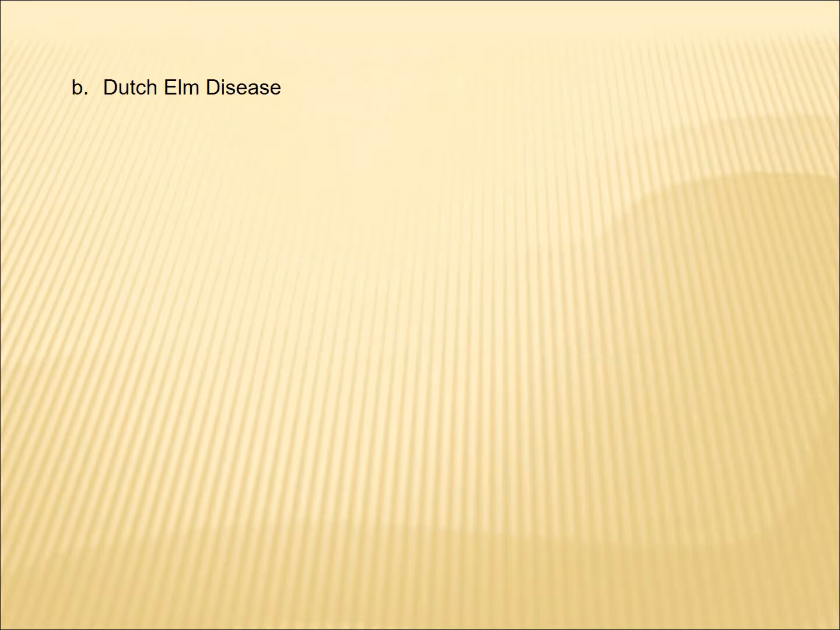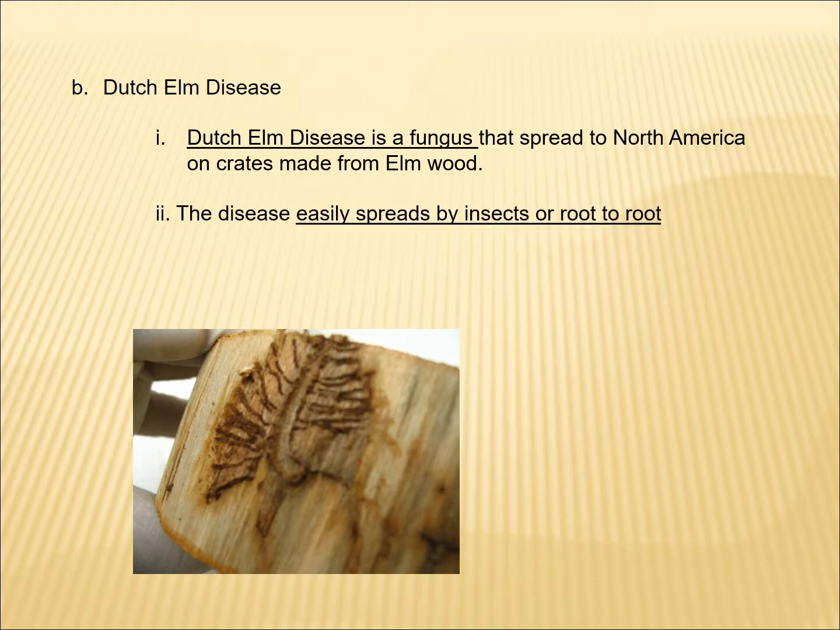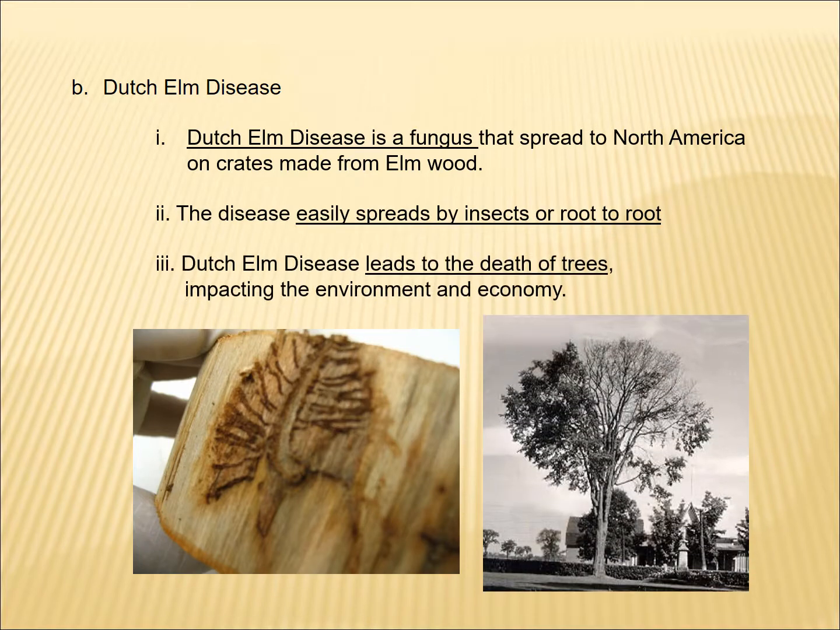All right, let's look at Dutch elm disease. It's a fungus that is spreading across North America, that was passed on crates made from elm wood. It spreads by insects or root to root, and it's leading to the death of trees and impacting our environment.